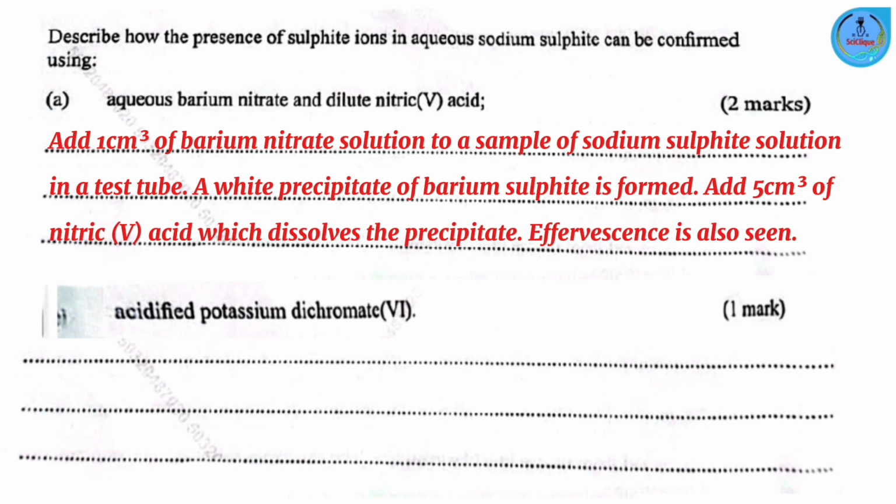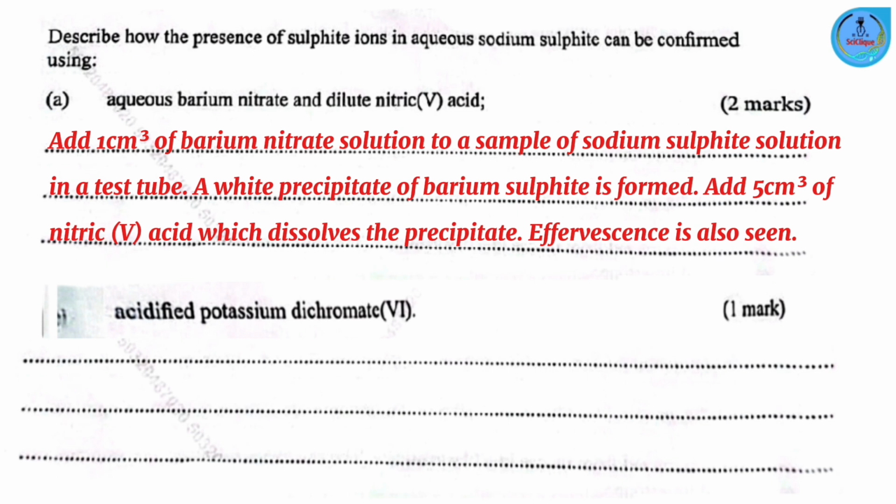Now, the other observation you're going to note is that there is going to be effervescence. Effervescence simply means bubbling because of the production of a gas. Where is this gas coming from? It's coming from this reaction. This reaction will lead to the production of barium nitrate, water, and sulfur 4 oxide. And that is why we are seeing effervescence from the sulfur 4 oxide gas.